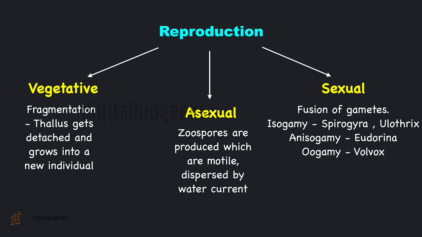Anisogamy happens in Eudorina, where the gametes are dissimilar in size. Oogamy happens in Volvox, where a large and non-motile female gamete fuses with a smaller and motile male gamete.